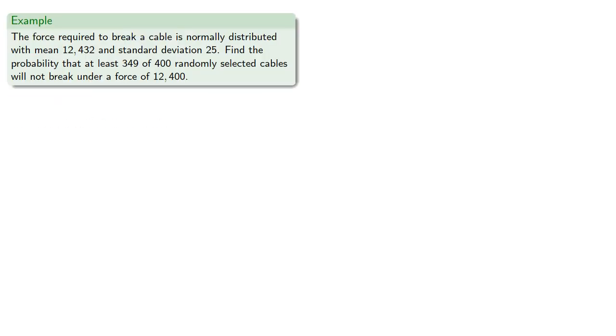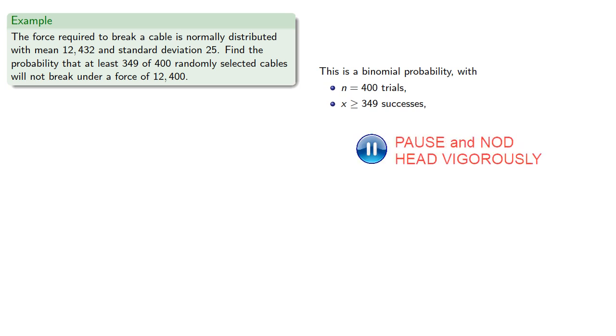We are more likely to get a problem like this. The force required to break a cable is normally distributed with mean and standard deviation. Find the probability that at least 349 out of 400 will not break under a force of 12,400. So we see that this is a binomial probability with n equals 400 trials, and we want at least 349. We want x greater than or equal to 349 successes.